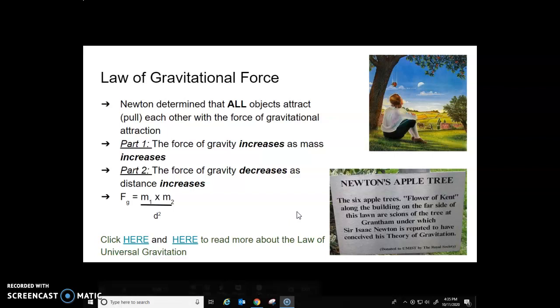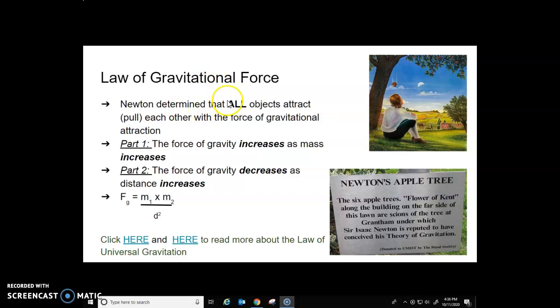So today's lesson is on the law of gravitational force, and you've probably heard the story about Newton sitting under an apple tree and an apple bonked him on the head, and this supposedly inspired him to write about the law of universal gravitation, or what we say today, the law of gravity. It's a nice little story, but it's not quite true. I hate to burst your bubble, but it is what it is.